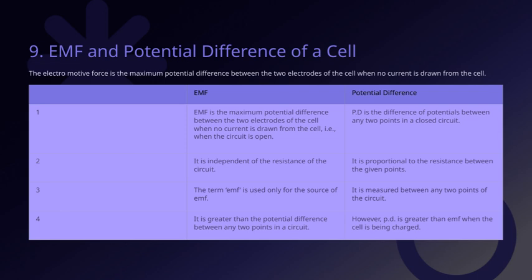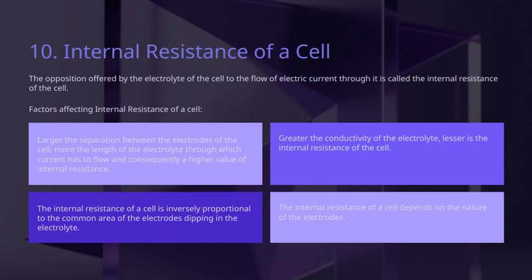Understanding these distinctions helps us see how EMF and potential difference relate within the broader context of electrical circuits and energy transfer. Let's talk about what influences the internal resistance of a cell. First, it depends a lot on the nature of the electrodes used. If the electrodes are made of materials with high conductivity, the internal resistance tends to decrease. That's because better conducting electrodes allow current to flow more easily inside the cell.